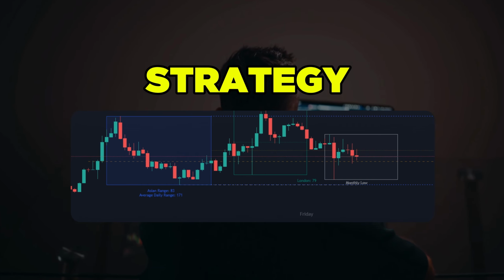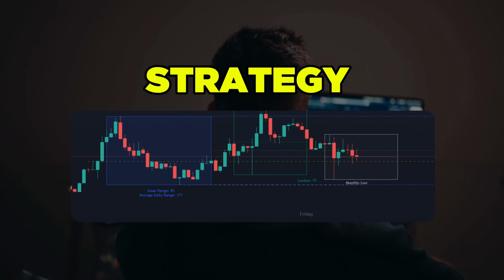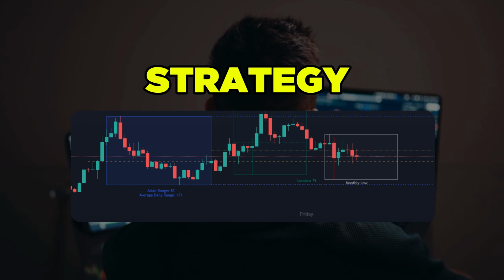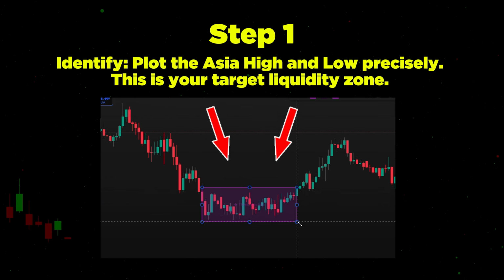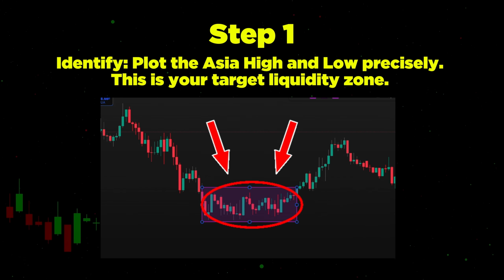The execution plan for you guys. Grab your pen and write down this battle plan. We never predict, we only react. Step 1. Identify. Plot the Asia high and low precisely. This is your target liquidity zone.